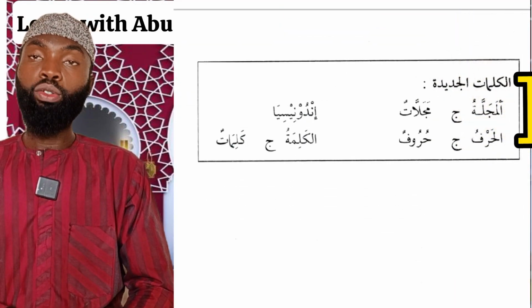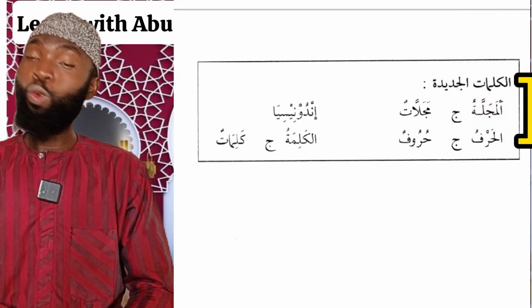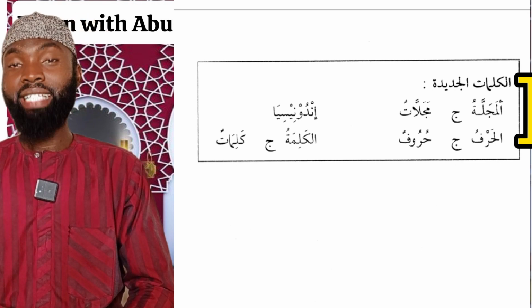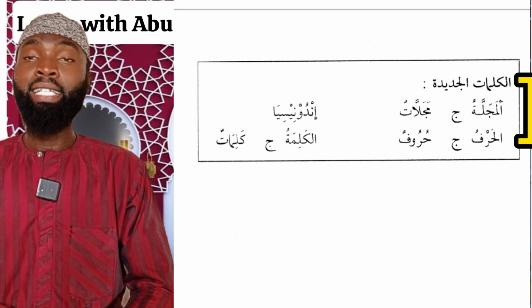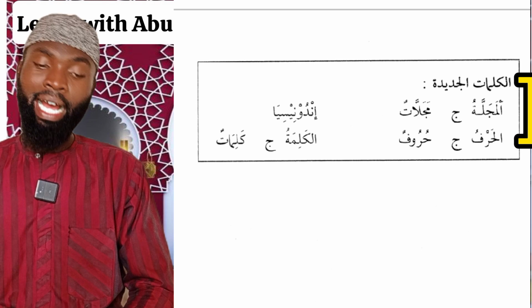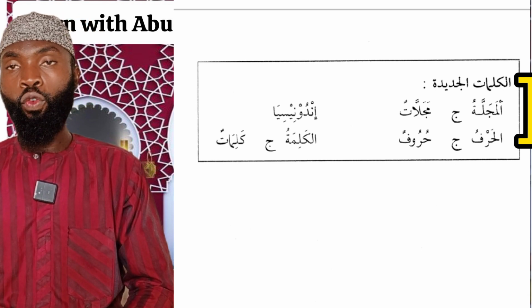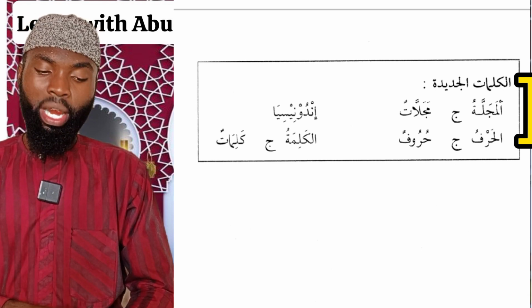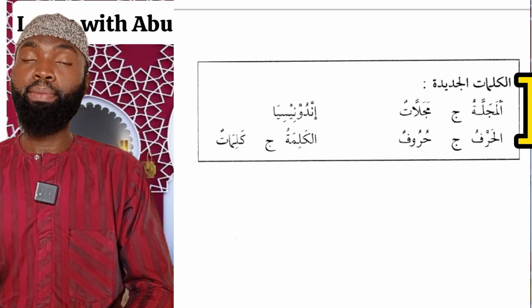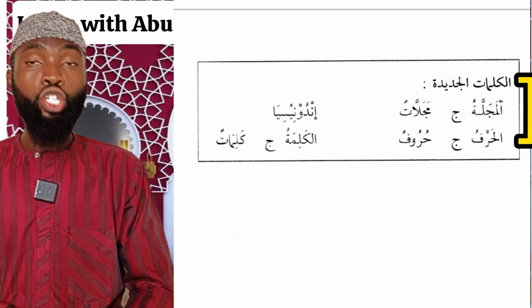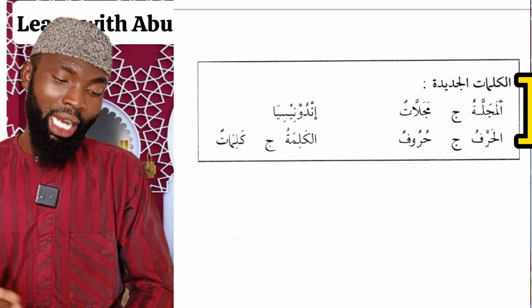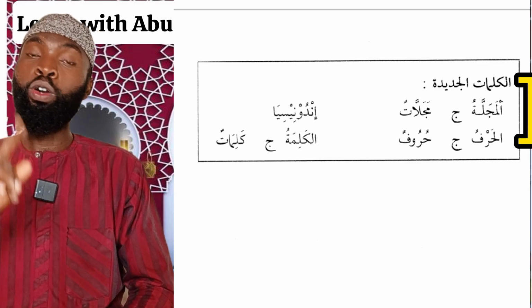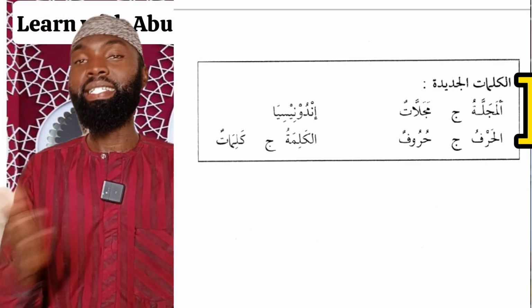Now we come to al-kalimatul jadida, the new vocabulary, new words which you have learned today. The first one is al-majallatu, which means magazine, and the plural form of this is majallat. Then we have al-harufu, which means letter. We have jam'u huruf, which means letters, meaning alphabets. We have Indonesia, that is Indonesia. Then we have al-kalimatu, the word, and jam'u kalimatu, words.